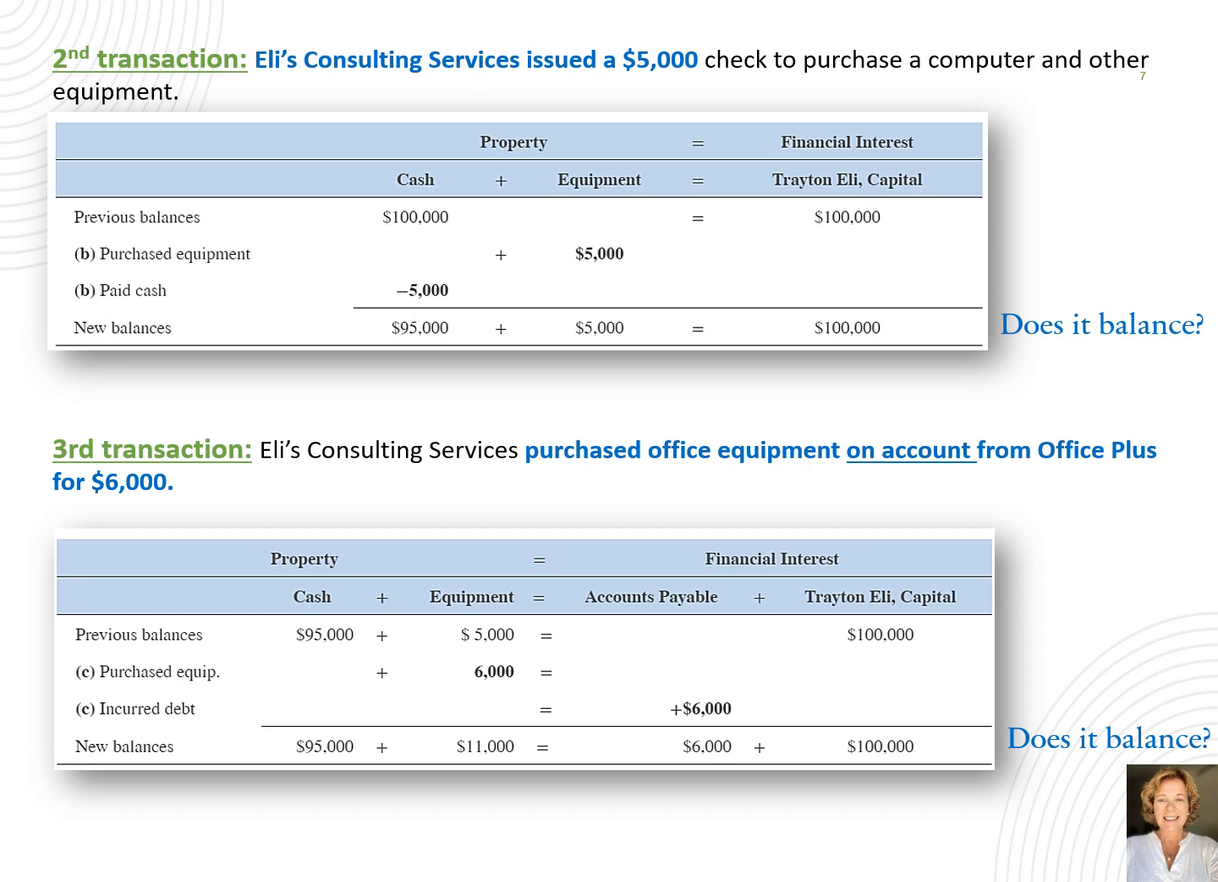Let's check if our equation still balances, and it does. These activities are recorded for the business entity Eli's Consulting Services. Trayton Eli's personal assets, such as his personal bank account, house, furniture, and automobile, are kept separate from the property of the business. Non-business property is not included in the accounting records of the business entity.